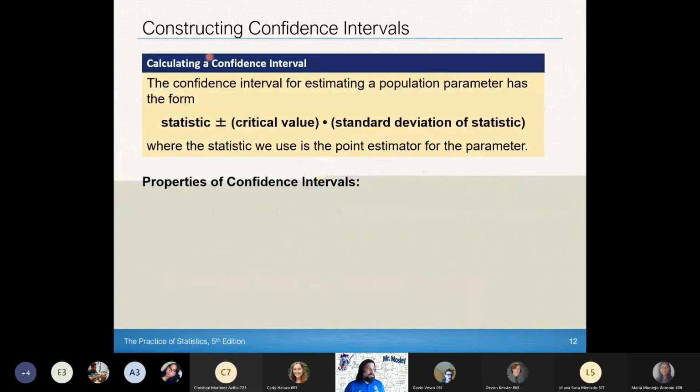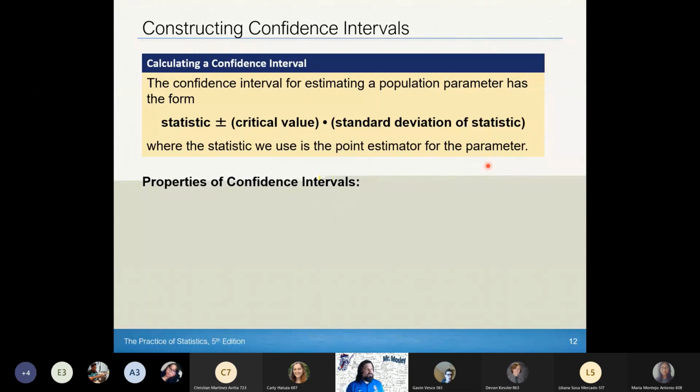So in calculating a confidence interval, the confidence interval for estimating a population parameter has this form: statistic plus or minus critical value times standard deviation of statistic. The critical value times the standard deviation is the margin of error, where the statistic we use is the point estimator for the parameter.